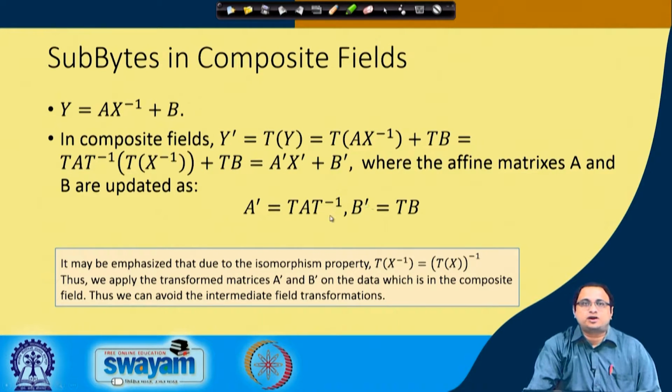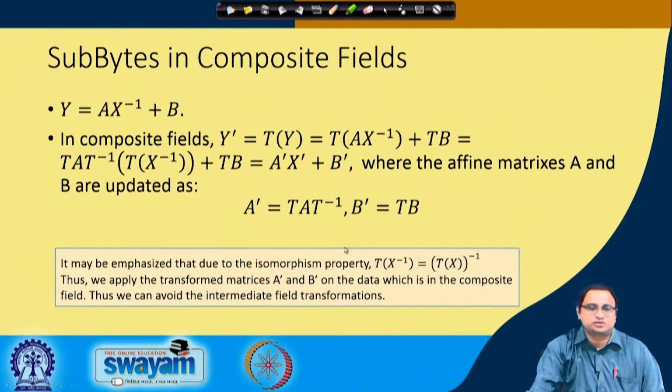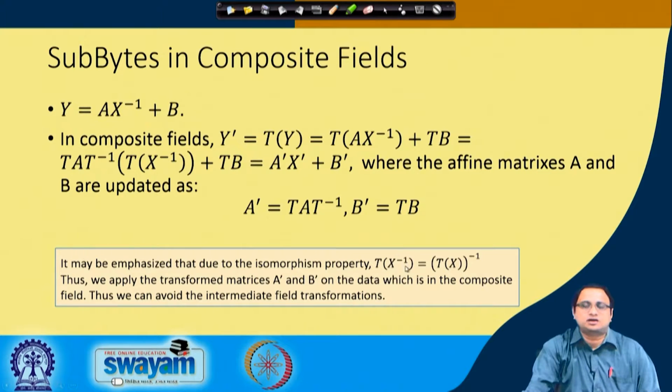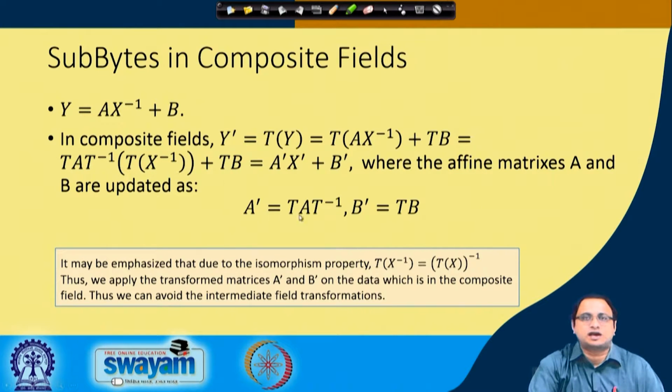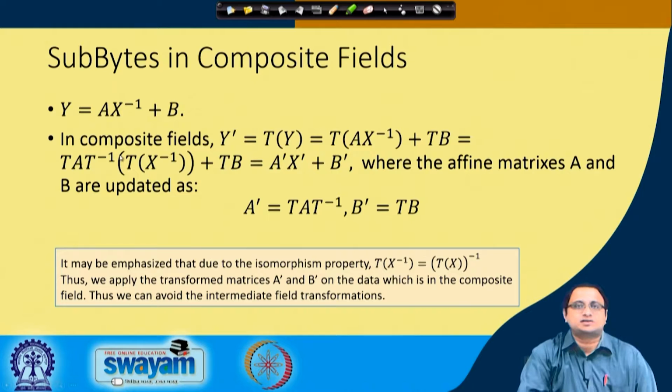An important point which may be emphasized here is that because of the isomorphism property, what we are doing right here is important to observe. We are basically denoting this T x inverse as x', as if this is the inverse in the composite fields. Note that it is correct. Why? Because of the isomorphism property, one can calculate x inverse in the original field and then transform it into the composite field by applying T, or one can also convert x directly into the composite field and then take its inverse. So, therefore, this is an identity because of the isomorphism property. So, that implies that I can substitute this T x inverse as T x whole inverse. So, that means what?